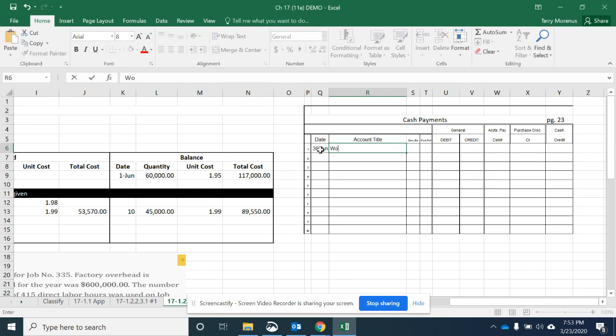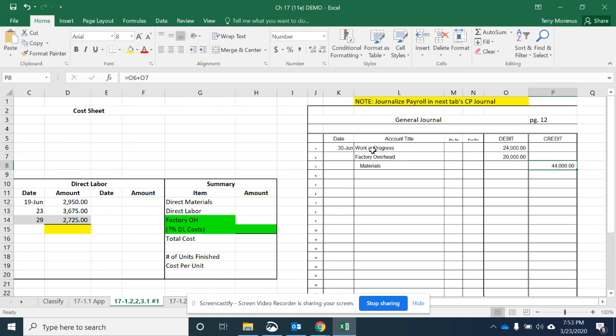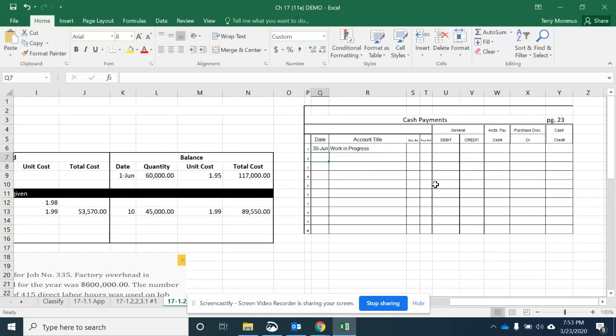The account title is work in progress. We've seen that before. It was over here, work in progress. But one is materials and one is classified as labor. Okay, this is actually someone's paycheck, but we're still calling it work in progress, which is kind of interesting. All right, so it's being expensed that way.